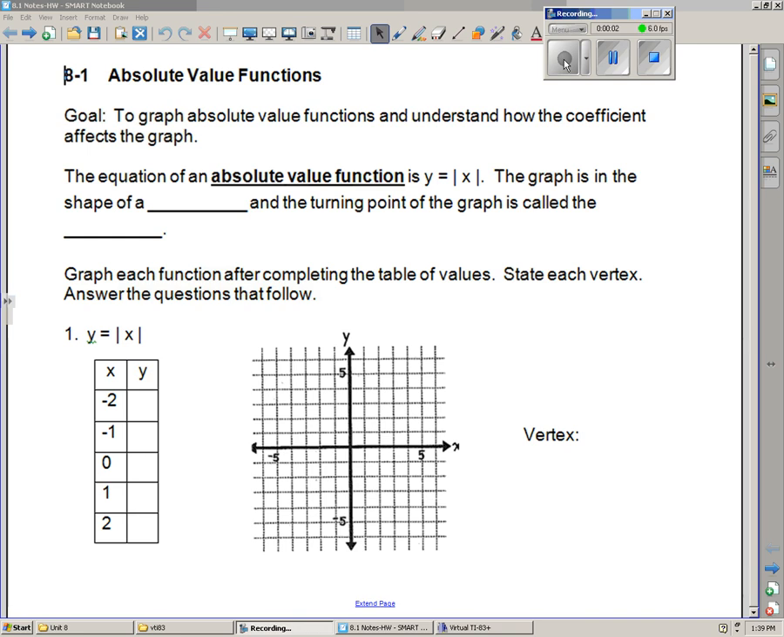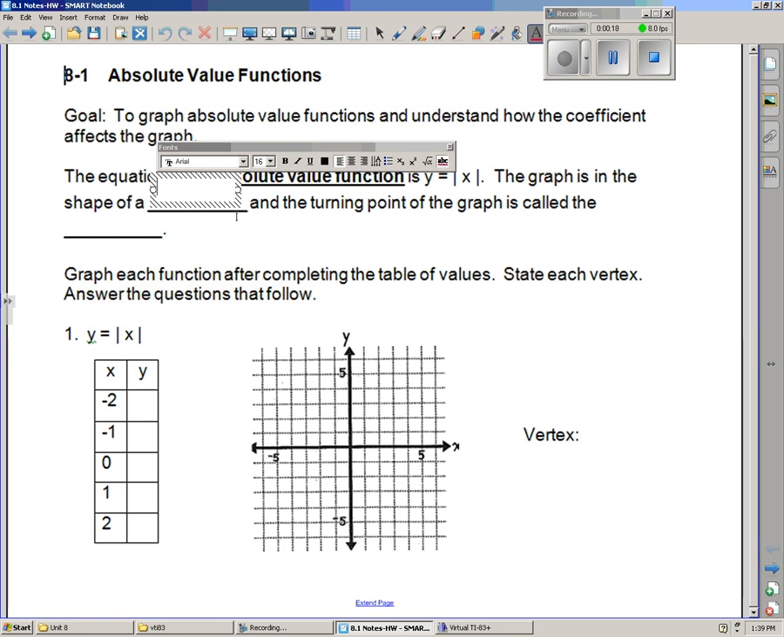Okay, so today what we are going to do is talk about absolute value functions. And the idea is the equation of an absolute value is y equals the absolute value of x. This graph happens to be in the shape of a V. Okay, so we're looking for the shape of a V.